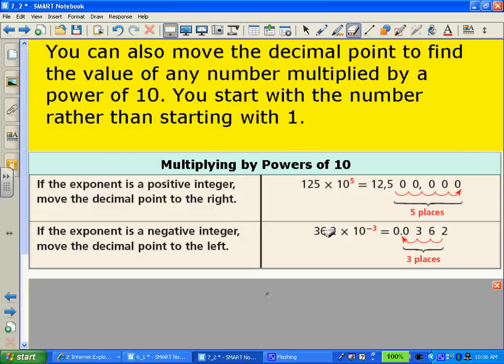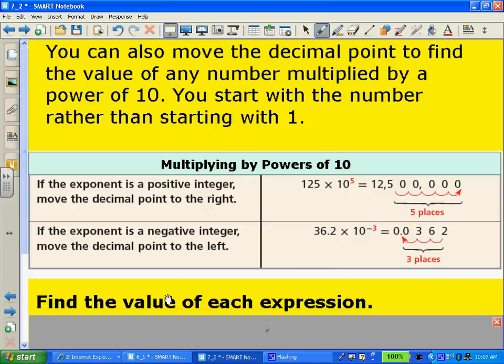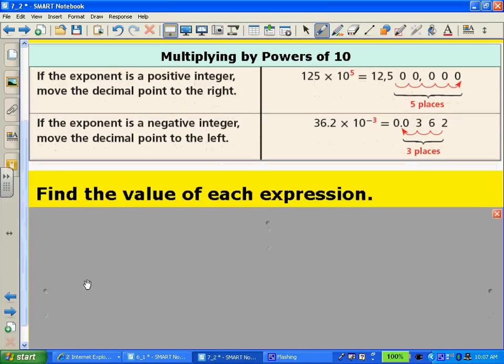So then I come up with 12,500,000 as my number. And then if I have a negative exponent, again I'm going to start wherever the decimal is in the number and go that many spots to the left. So I'd start between the 6 and the 2 here, go back 3 spots, so the value of that number is 0.0362. So let's look at some examples of that here.